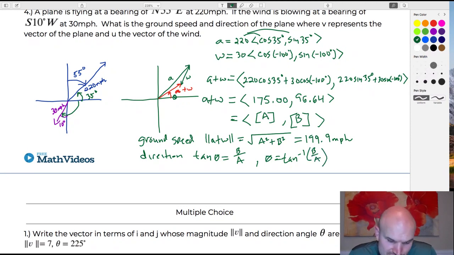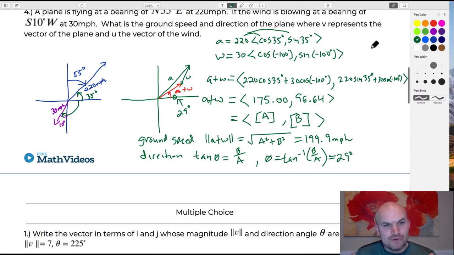Since I already stored A and B, that's the nice thing about this. I can just use tan inverse of B divided by A, and I get 28.9 degrees. Rounded to the nearest whole, that's 29 degrees. So that angle is 29 degrees, which is fine.